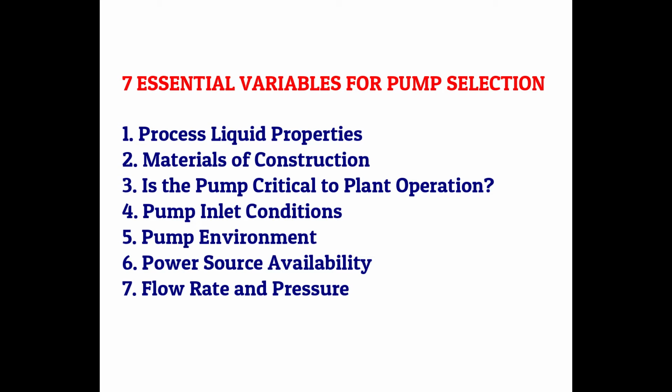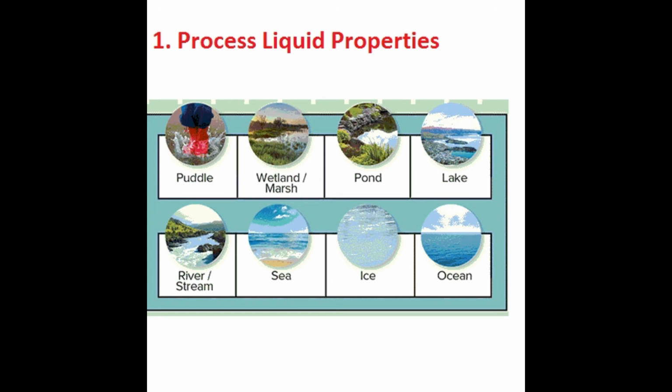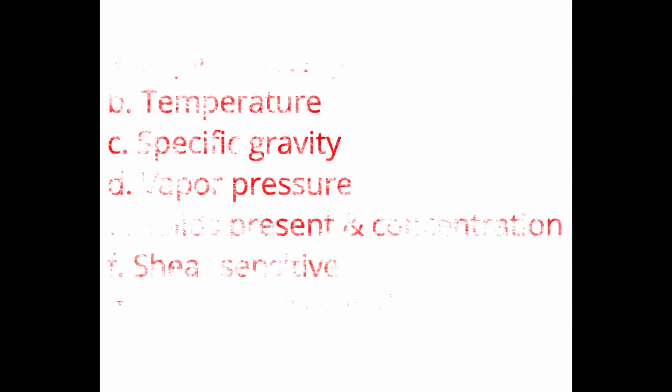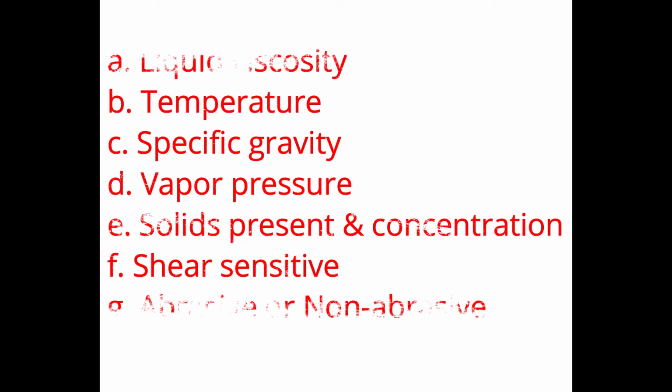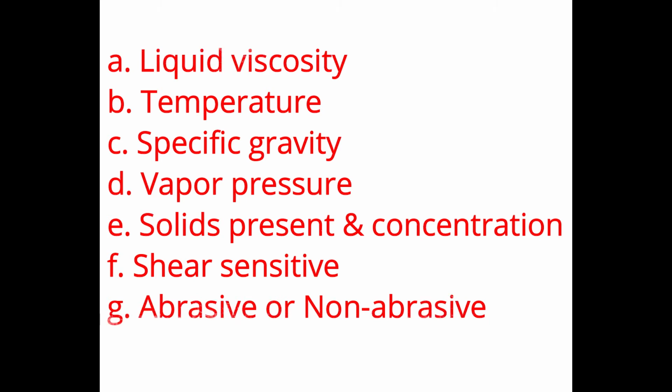1. Processed liquid properties. What type of liquid is the pump intended for? Below are processed liquid properties that must be considered before selecting a pump: liquid viscosity, temperature, specific gravity, vapor pressure, solids present and concentration, shear sensitive, abrasive or non-abrasive.